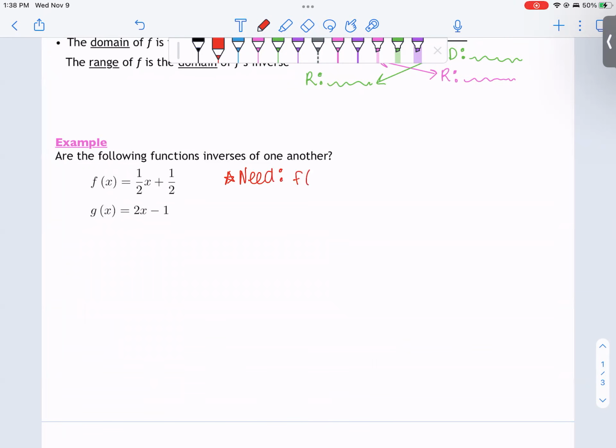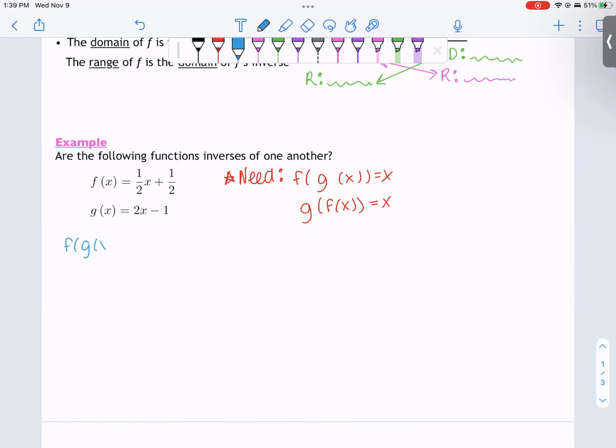So we need f of f inverse of x to be x, and we need f inverse of f of x to be x. Oh, and because we don't have f inverse, this is actually g. So we need f of g of x to be x. We need g of f of x to be x. We don't know that these guys are inverses of one another yet, so there's nobody labeled f inverse. We're just wondering if we compose them in both directions, do we get x?